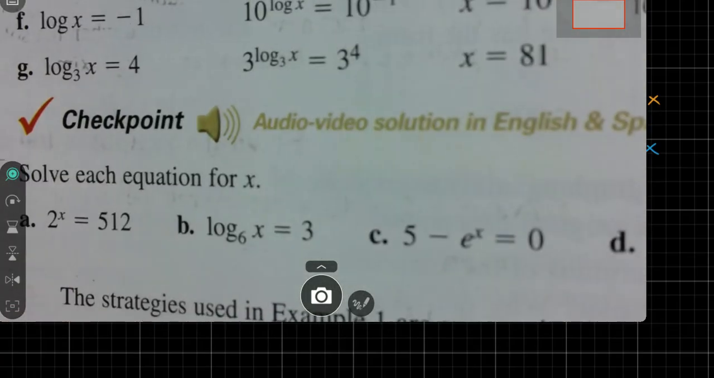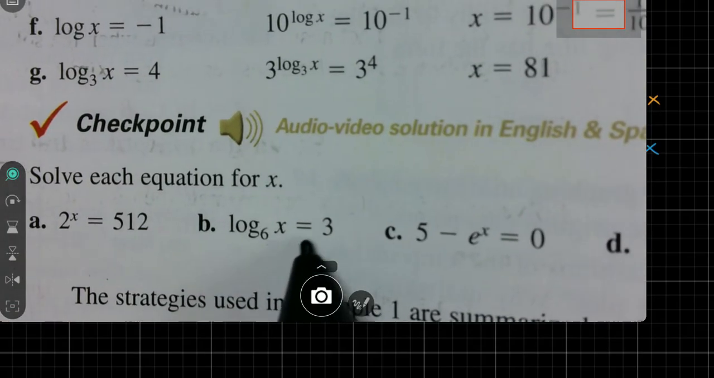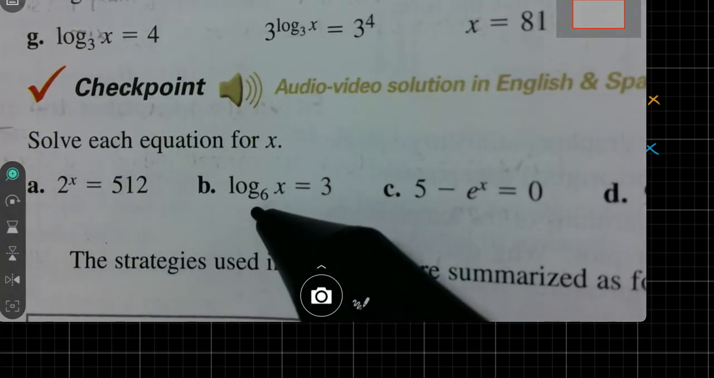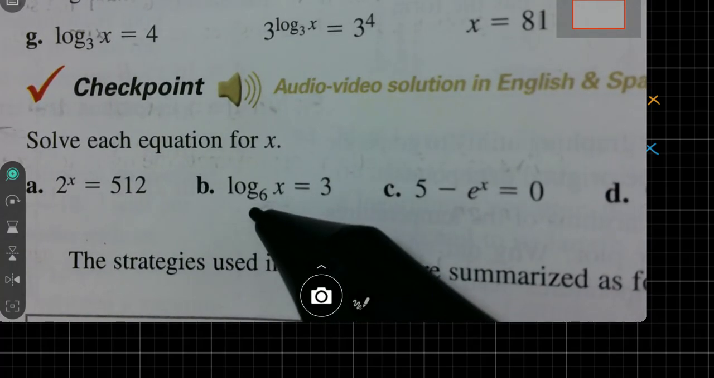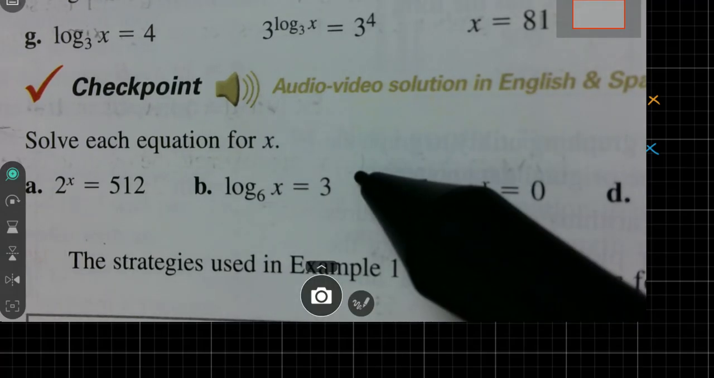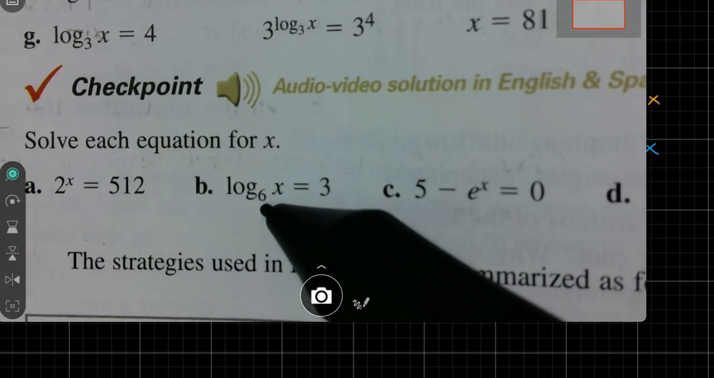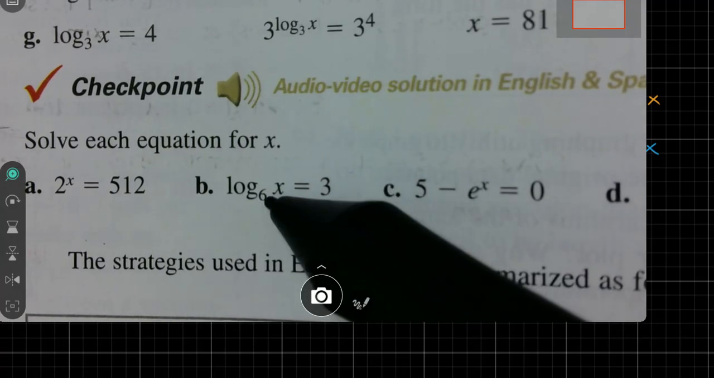If I asked us to solve, that's an ugly one. Maybe not. How do we solve this without writing it? Six to the third is equal to what? x is 216. We just use the definition. This base of 6 to this power equals x. That's how logs work.